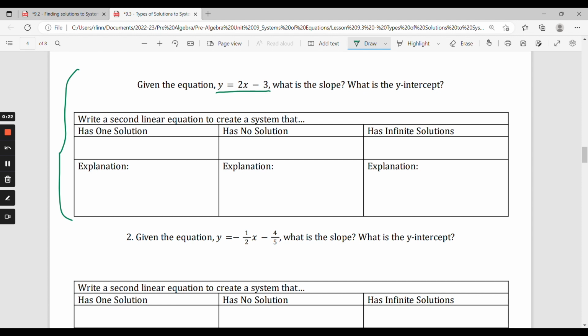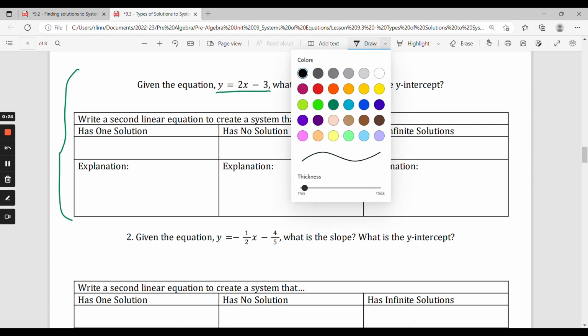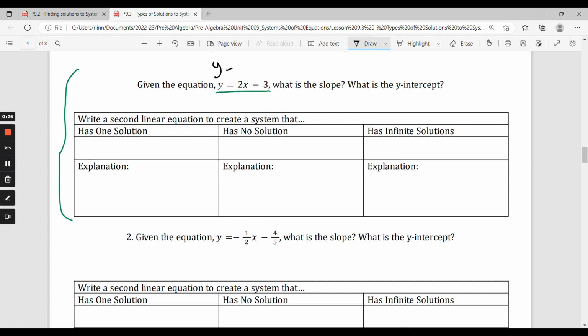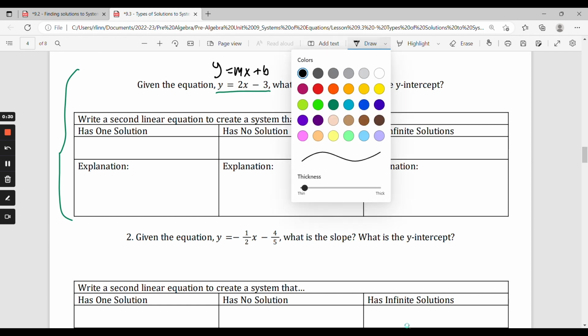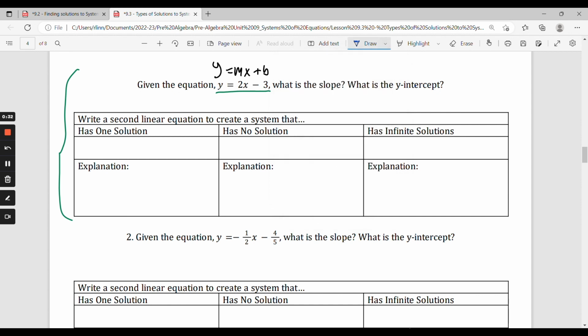So I can see that this equation is written in slope-intercept form. So we have y equals mx plus b. Now I know that plus b is going to be my y-intercept. So that means my y-intercept is -3. And then I can see that my slope is that m value. So that means my slope is 2.